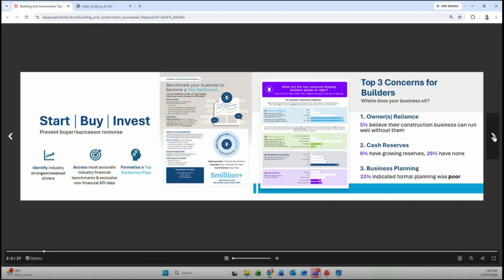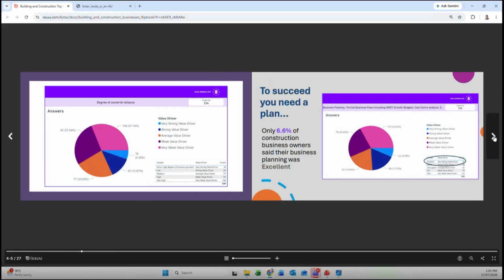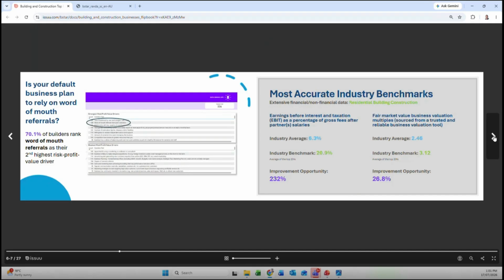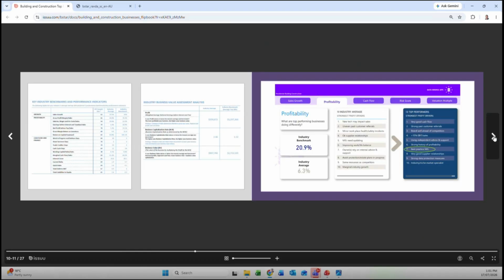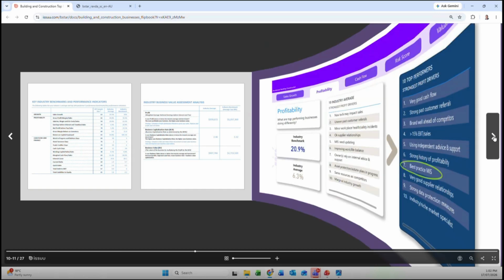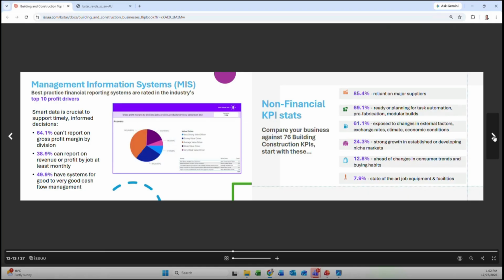So we've created these flip books that you can use to engage clients in different high value industries. You can see it starts off with the start, buy, invest phase. It includes key data mining app answers and concerns reports that are really relevant to business owners in the industry. It introduces accurate benchmarking data. And then it moves into the grow and improve stage, where it focuses on the biggest variance with profitability, also financial and non-financial benchmarks in the flip book, and the key concerns.